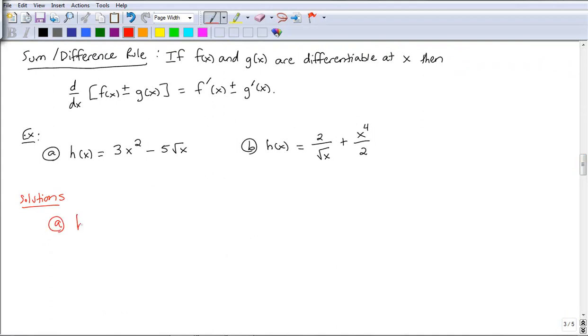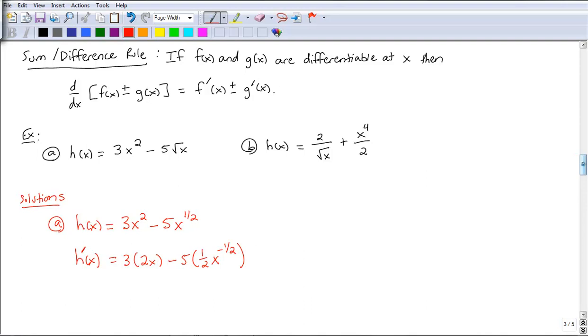In A, when I look at h of x, I'm going to rewrite it so it's easier to use the power rule by writing the square root of x as x to the 1/2. Now to take the derivative of h of x, I just take the derivative of each piece around the minus sign. 3 times the derivative of x squared is 2x, minus 5 times the derivative of x to the 1/2 is 1/2 x to the negative 1/2.